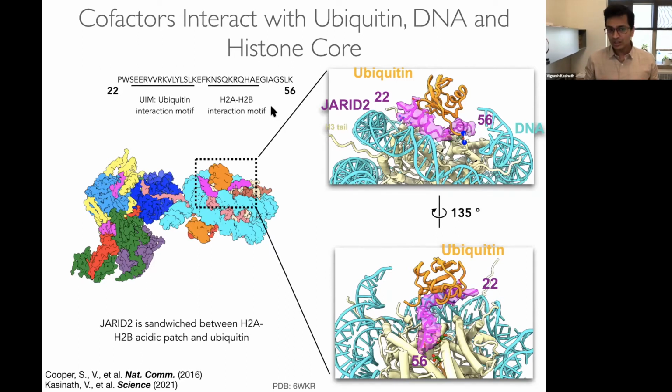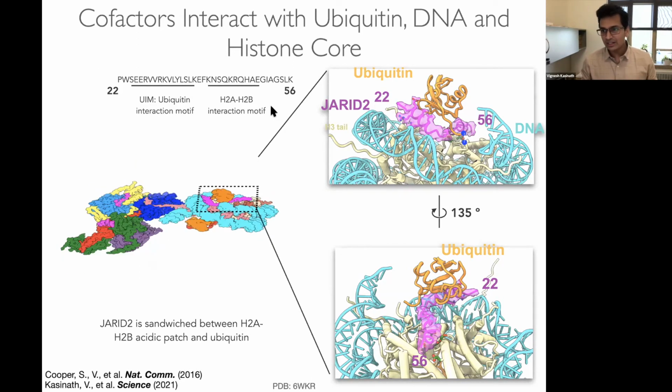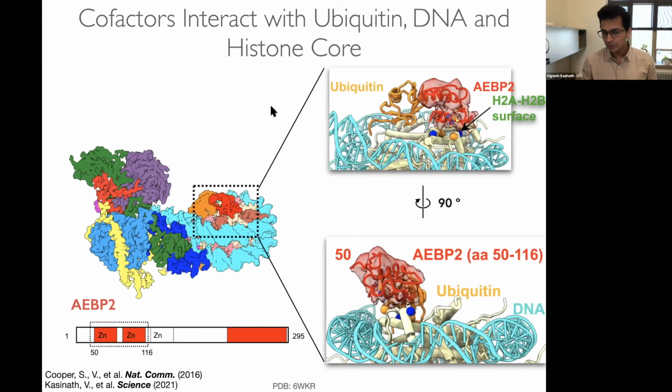And this is also the case on the flip side, on the other side of the nucleosome, in the case of AEBP2, where we found that the first two of the three tandem zinc fingers of AEBP2 interact with both the histone acidic patch as well as the ubiquitin simultaneously. This asymmetric interaction of both cofactors with ubiquitin is important because in the absence of ubiquitin, we don't see either of these interactions. And similarly, in the absence of these regions within the cofactors, we do not see the ubiquitin ordered as well.